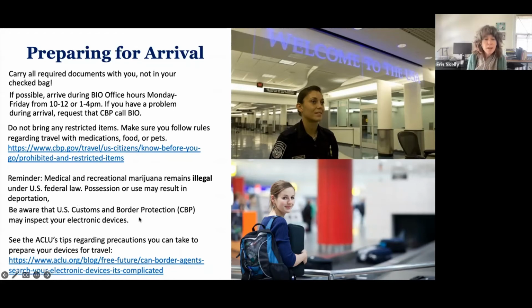Be aware that Customs and Border Protection is allowed to inspect your electronic devices, and you can prepare your device for travel, but they are allowed to ask you for your cell phone or your laptop and to look at it. If you say no, technically it's a reason they can deny you entry. If you say yes, then they have access to your information and you probably want to feel okay about what they're looking at.